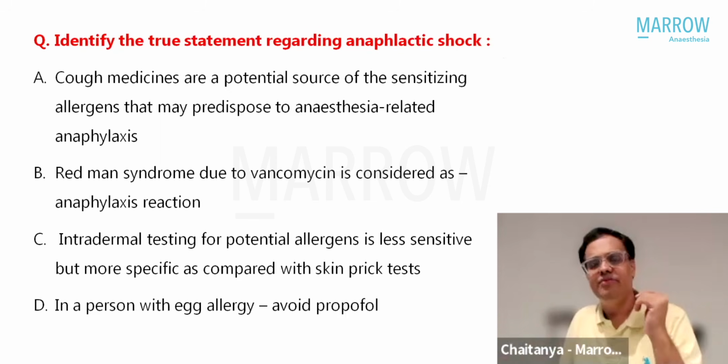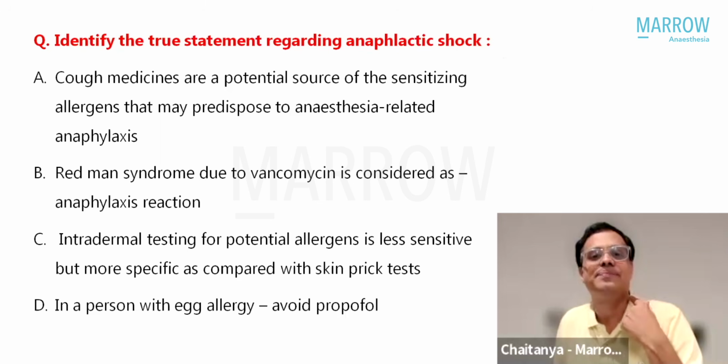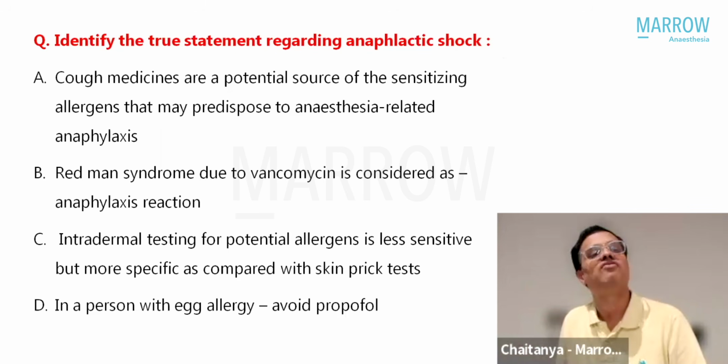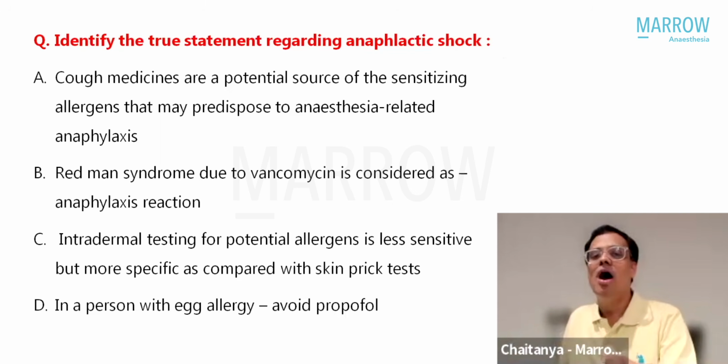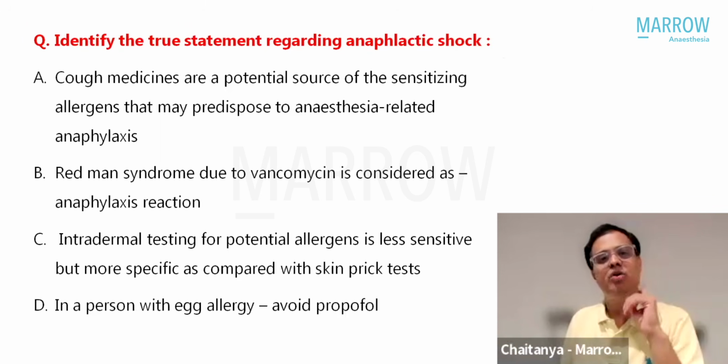Antibiotics, everyone knows it. Red man syndrome is not considered as an anaphylactic reaction. Why? Red man syndrome is typically due to large doses of vancomycin or fast flushing. It is considered as a histamine side effect. It is not due to an allergy. It can be avoided. Can you understand the difference? Red man syndrome can be avoided by slow infusion of vancomycin. But if you are allergic, you cannot avoid it. Can you understand the difference between red man syndrome and why it is not anaphylaxis?